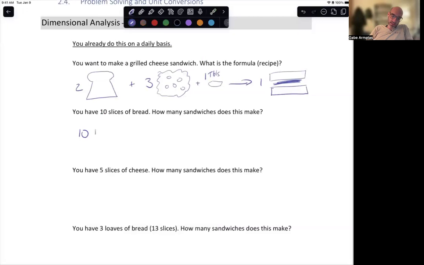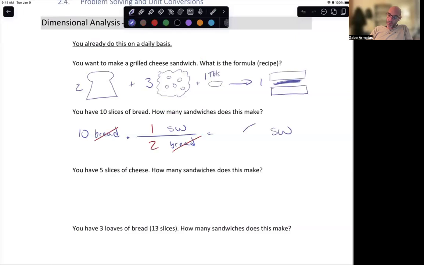So if I have 10 slices of bread times a fraction, I want the bread to go away and I want the sandwiches to remain. I'm just going to put sandwiches. What I know from my formula is 2 slices of bread for every 1 sandwich, right? So that's the ratio of those two. But instead of thinking it in your head, which we already know, we can simply plug this in a math context because my bread is going to cancel and my remaining unit is going to be sandwiches.